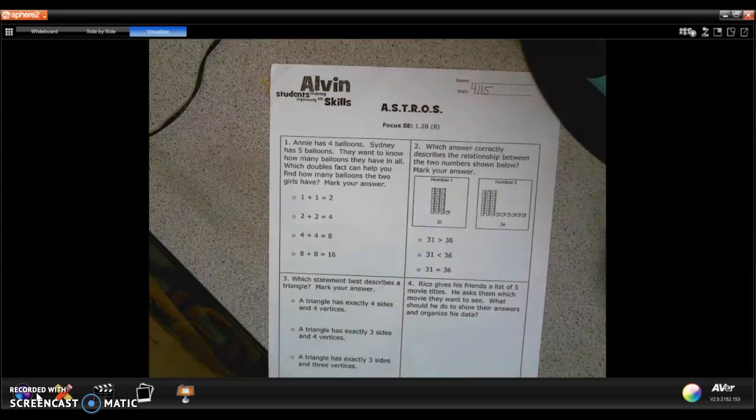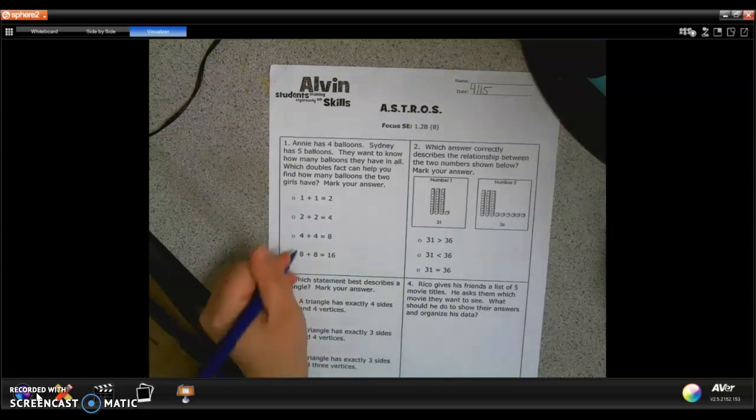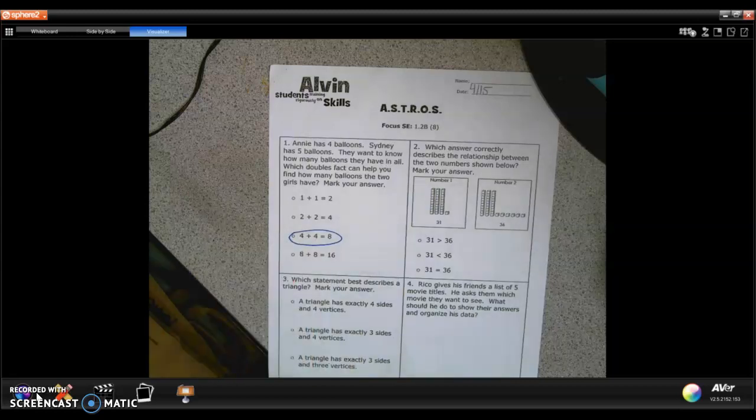So I know Annie's got 4 balloons and I know Sydney has 5. So those are going to be near doubles. So what I'm going to be doing is figuring out which one's the closest to that. So I could either have 4 and 4 or 5 and 5. So my double fact that's the closest is this 4 and 4, and then I would add 1 more.